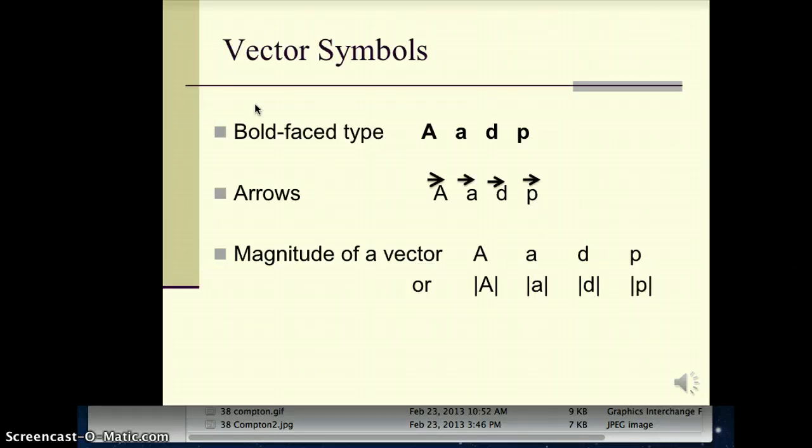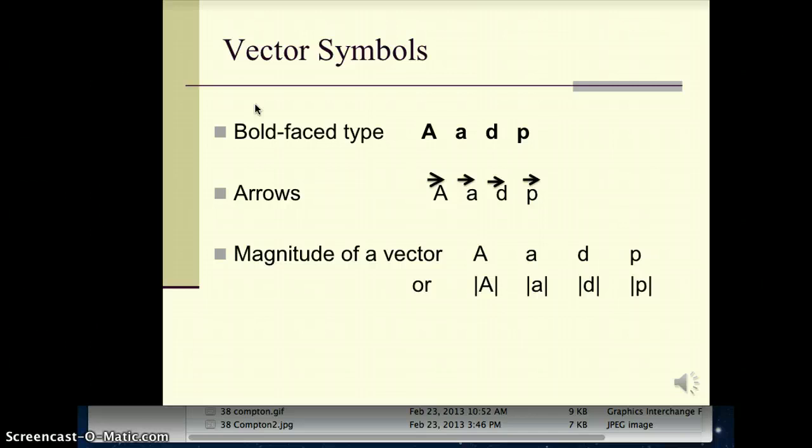Vectors are generally shown in textbooks as boldface type, upper or lowercase letters in boldface type. When I'm doing things on the whiteboard, I'll try and remember to put little arrows over them because you won't be able to see bold when I do work on the whiteboard. Occasionally, you'll see this arrowhead notation also in textbooks.